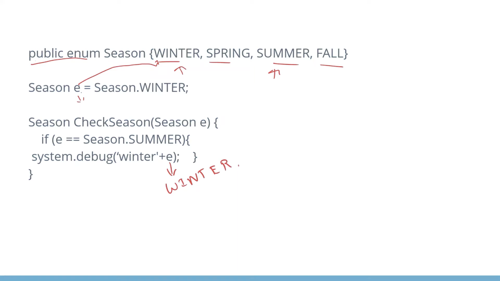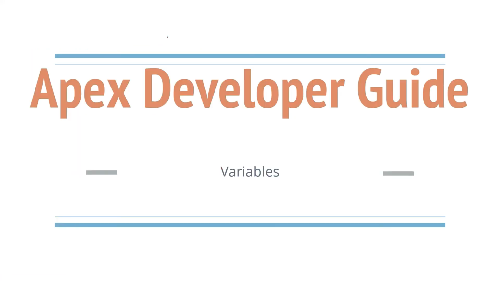Okay, so now these seasons are very deterministic and we are aware of that, so we can use an enum for that. Now moving ahead, we will talk about the different types of variables which we have in Salesforce or in Apex, which we have to take care of while writing Apex code.